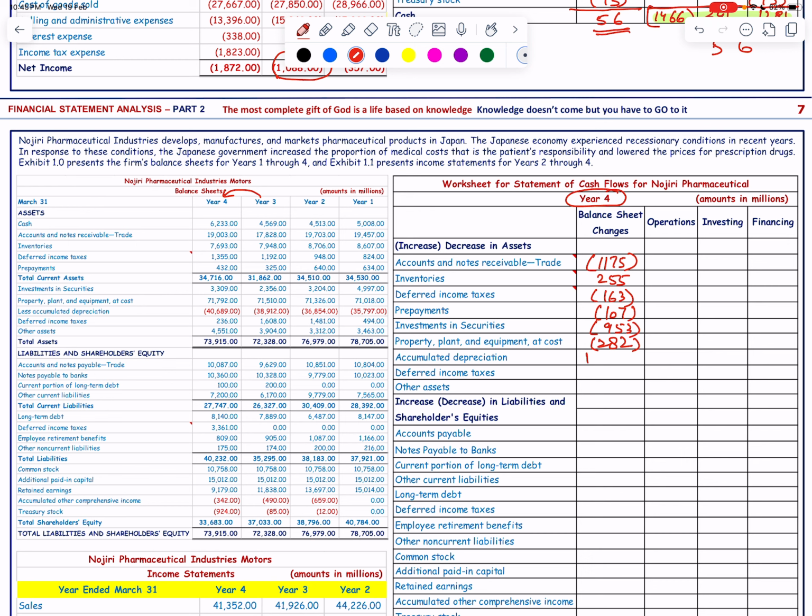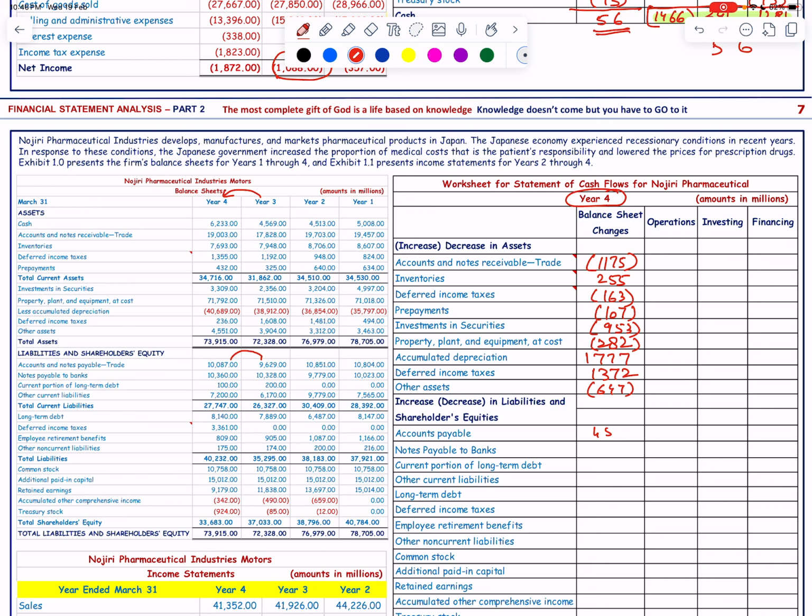Deferred income taxes are increasing by 1372. Then other assets, they are increasing by 647. So this will be in brackets. Coming to accounts payable, again you see that if the liabilities decrease, we put them in bracket. There is an increase in accounts payable over here by 458.